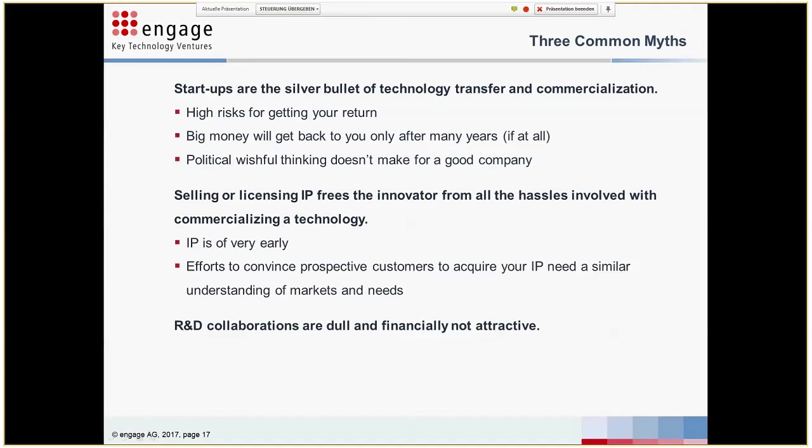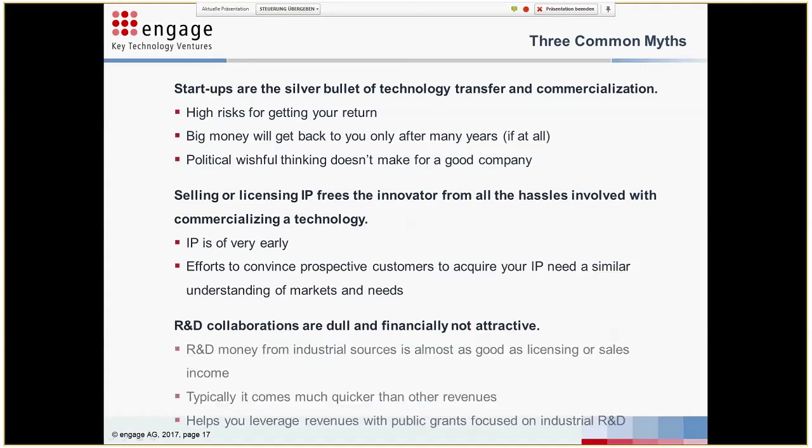And the last thing is, many people in the R&D or in the tech transfer field consider research and development collaborations, joint projects with the industry, as quite dull and financially not attractive. Of course, they will not promise the kind of revenues you will get when you sell a very successful startup at the stock exchange. But you will get money quite immediately, and money doesn't have different colors. So your research organization doesn't care whether you get the money out of a licensing deal or from an industrial project. You will get money. And typically it becomes much bigger than other revenues. And you could even combine this with public grants on industrial collaboration.